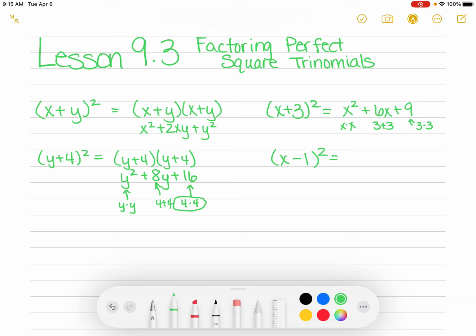x minus 1 squared is going to be x squared minus 2x plus 1. So this one is different because it's a minus sign. Remember, when we're multiplying it like this, the last one is negative 1 times negative 1, which makes a positive 1. And when I add 1 plus 1, I get 2, but it's negative because of these negative signs or minus signs right there. Okay, that may have sounded like a lot to go through, but let's go ahead and start, and maybe it will make more sense once you see some of the examples.